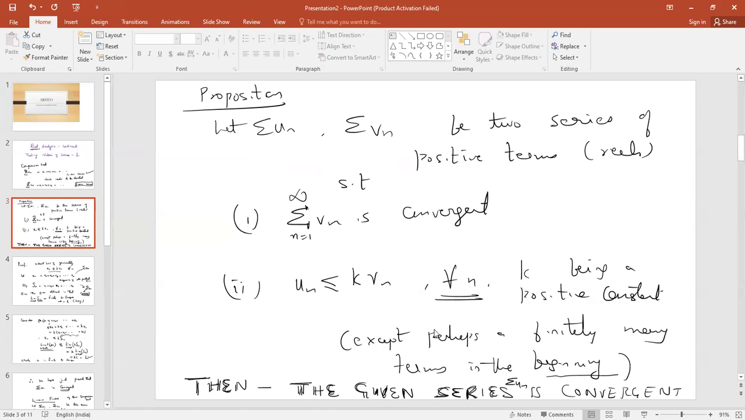We can also perhaps ignore finitely many terms. That is because we can always rewrite the given series with removal of the first finitely many m terms, but still we can conclude about the whole series even if the first m terms don't go by this hypothesis. That's not a problem. Then the given series, summation un, is always convergent.